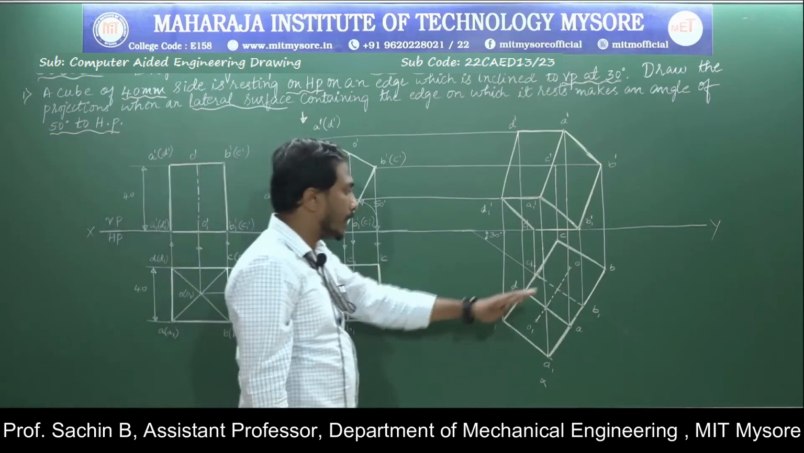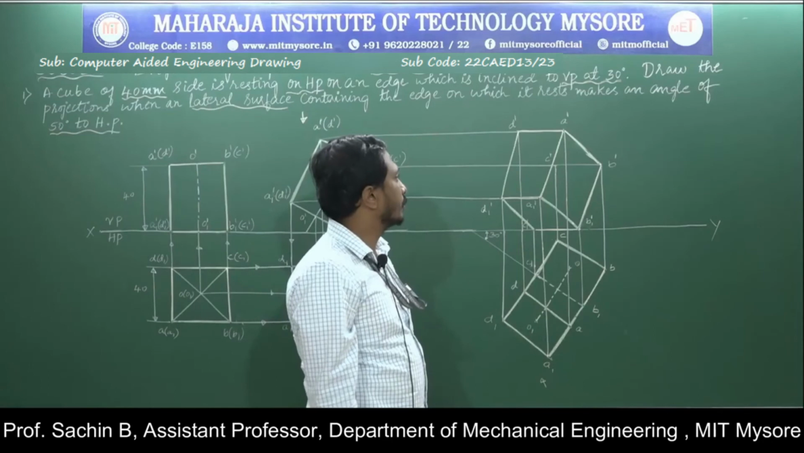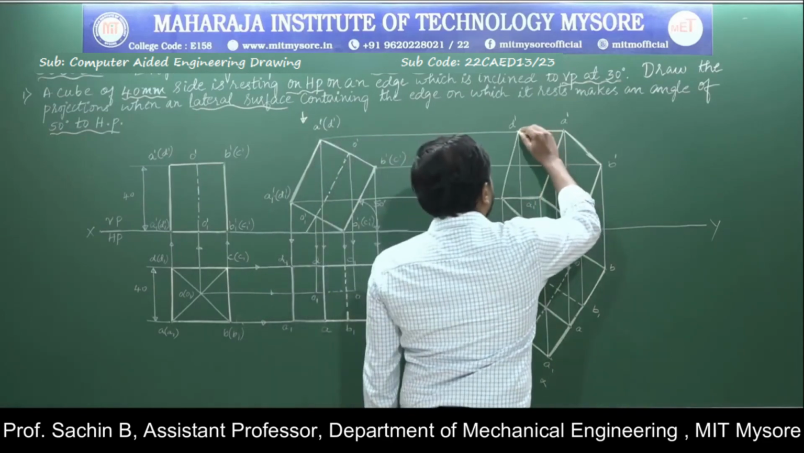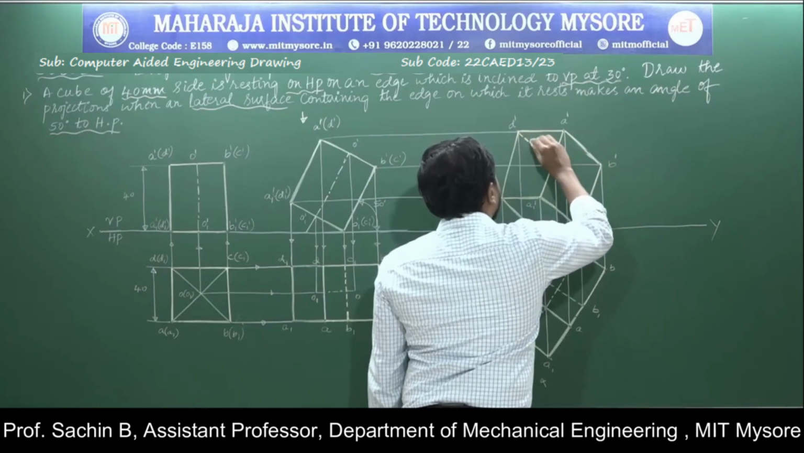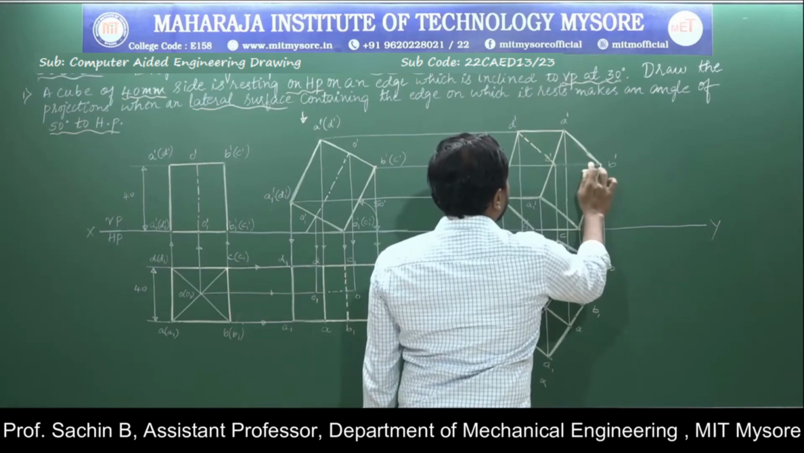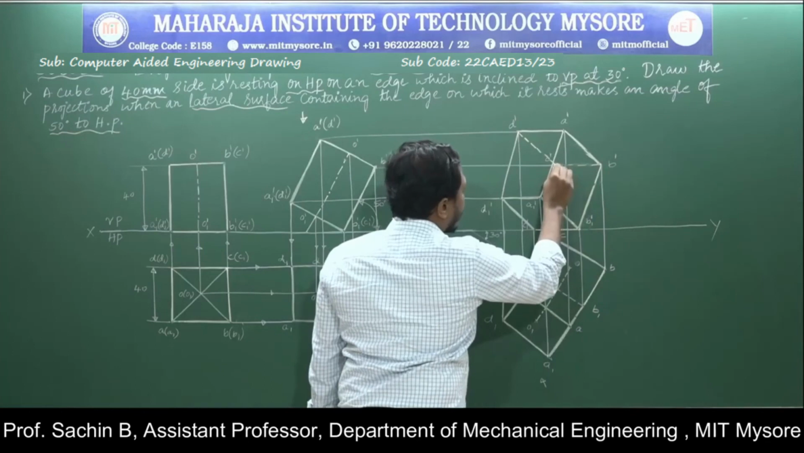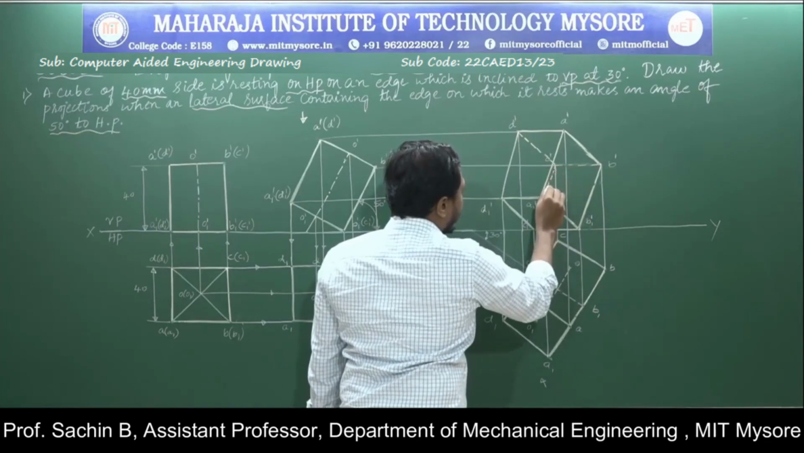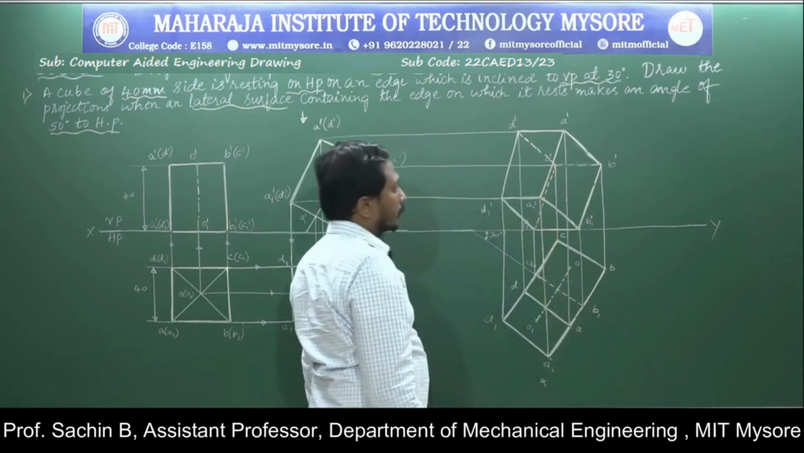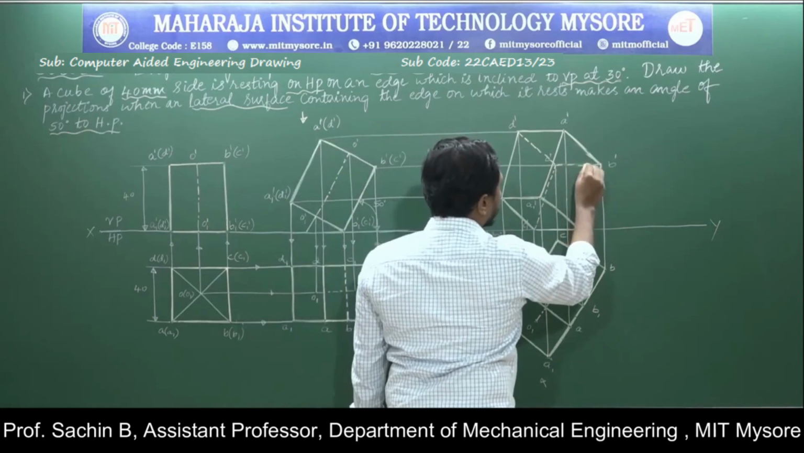The top part, that is nothing but ABCD, is away from the observer. Based on that, if I connect it, these are the edges that are not clearly visible for us. That is nothing but they are far away from the observer. Okay, these are the edges that are not clearly visible for us.